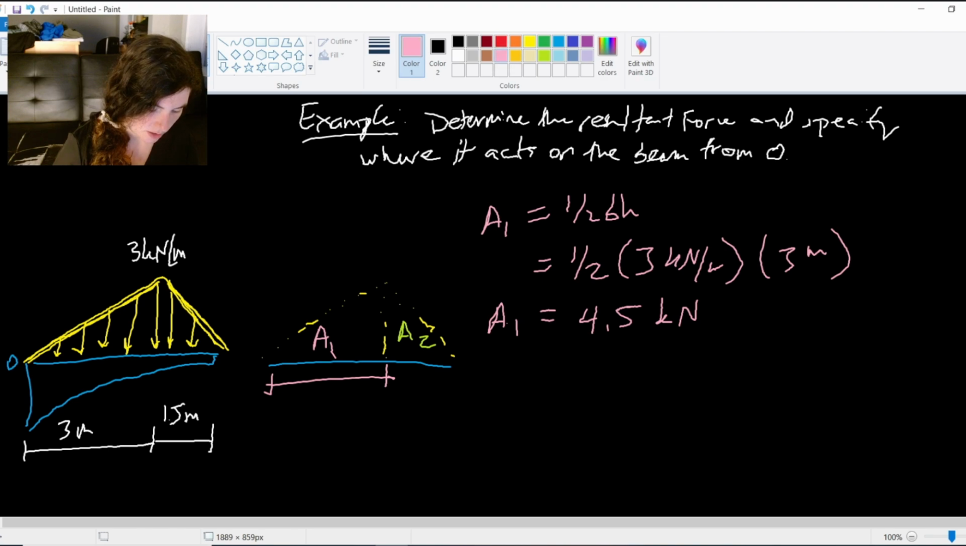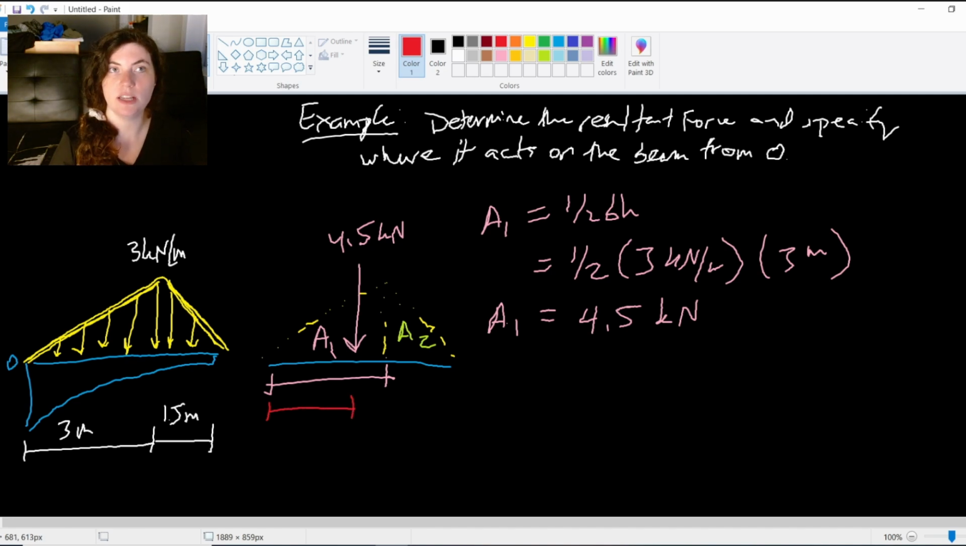And that is the resultant force, right? The area is the resultant force. It's 4.5 kilonewtons. And we know where this acts, right? We can look at our centroid table, and we said it acted at 1/3 of the length inwards from the tall peak. 1/3 of the base. So if this is 3 meters, it's acting 2 meters over, right? Because this would be 1 meter away from the highest point of the triangle. So it's acting here 2 meters to the right of our point O.